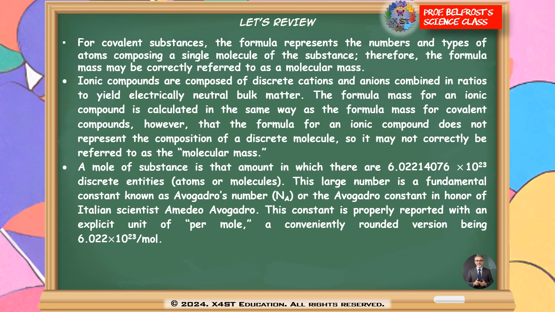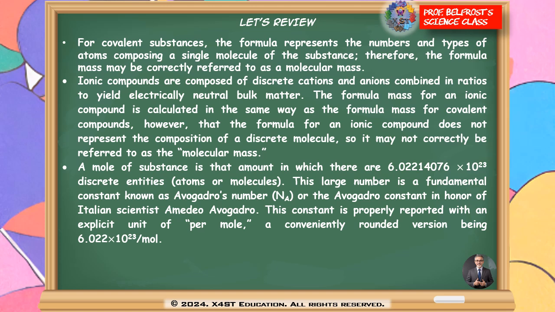For covalent substances, the formula represents the number and types of atoms composing a single molecule of the substance, therefore the formula mass may be correctly referred to as a molecular mass. Whereas for ionic compounds, which are composed of discrete cations and anions combined in ratios to yield electrically neutral bulk matter, the formula mass can be calculated in the same way as for covalent compounds. However, you need to notice that the formula for an ionic compound doesn't represent the composition of a discrete molecule, so it may not correctly be referred to as the molecular mass.